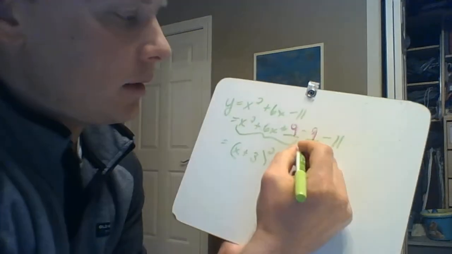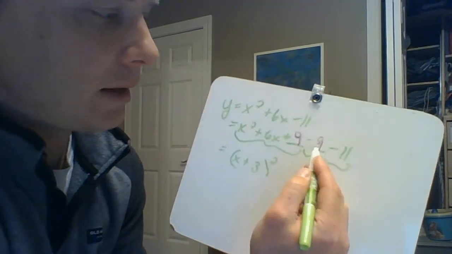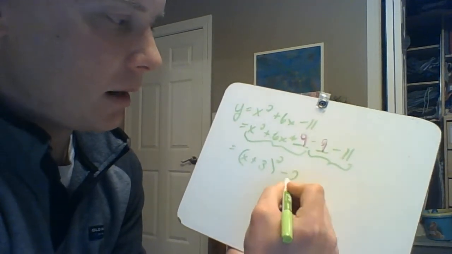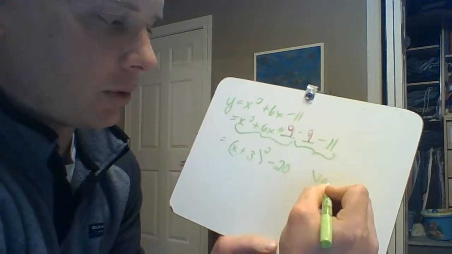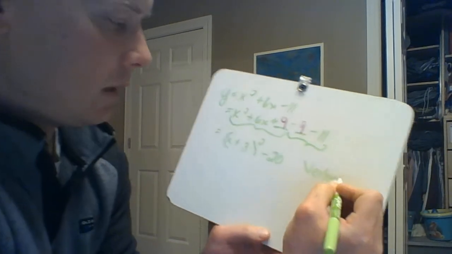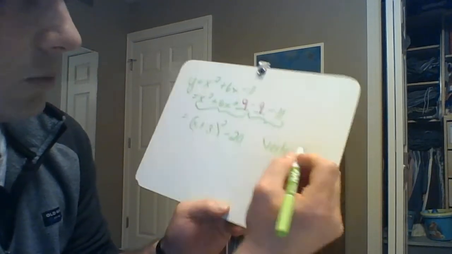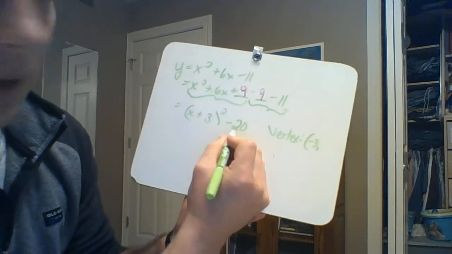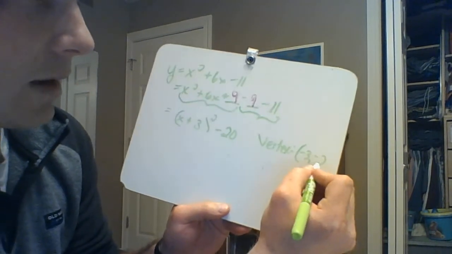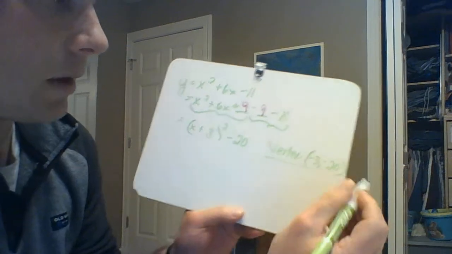So you got that, and then you simplify this part over here. -9, -11, -20. So if we were to ask what our vertex was, it would be the opposite of that, which is -3. And then this value here is our k value, -20. Done.